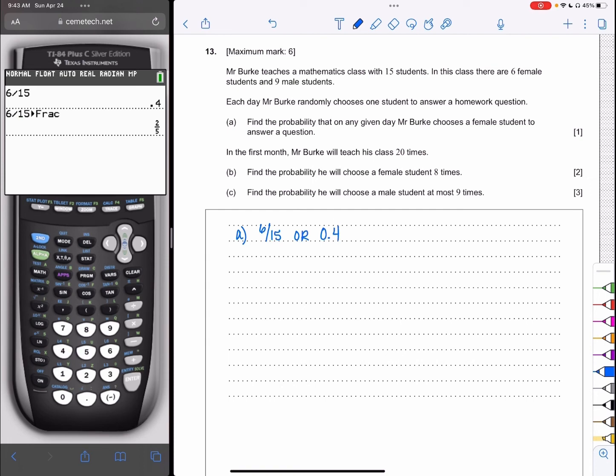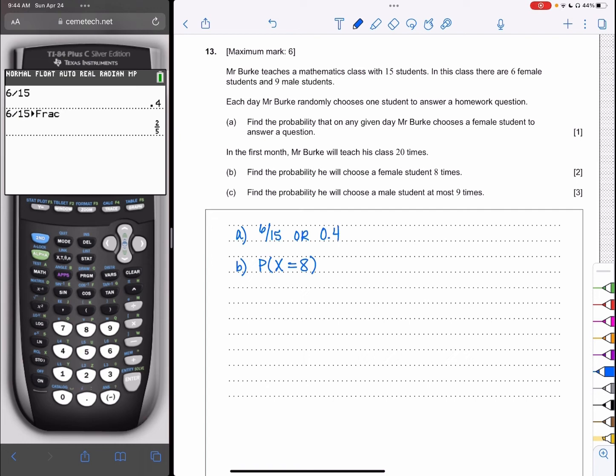All right. So the next one, they said, in the first month, he will teach his class 20 times. So now we're talking about how many times he teaches the class. So now we're moving from the probability that he's going to pick a female student to the probability of, out of the classes that he teaches, so we're dealing with binomial probability here. What's the probability that he's going to choose a female student 8 times? So we're going to find the probability that X is going to be equal to 8, and we're going to be focusing on the female.